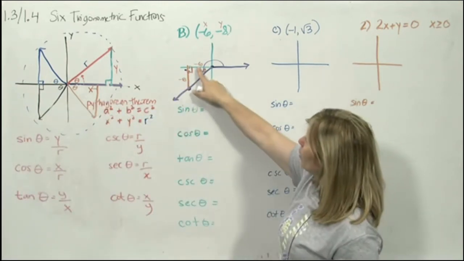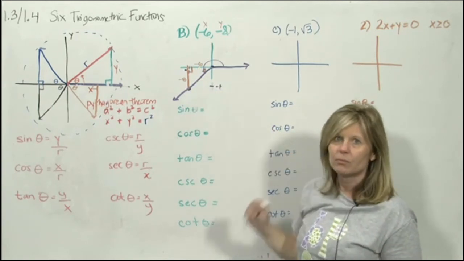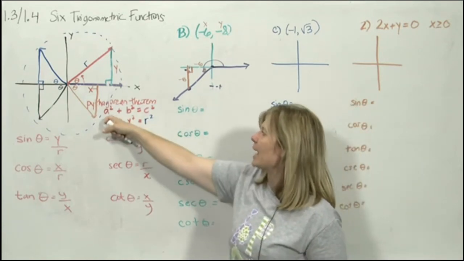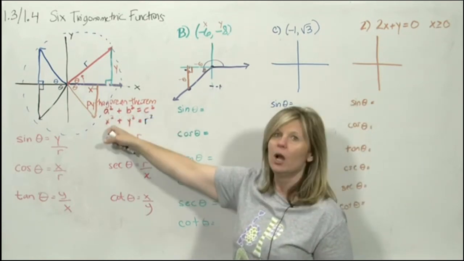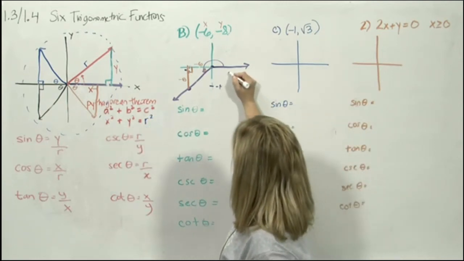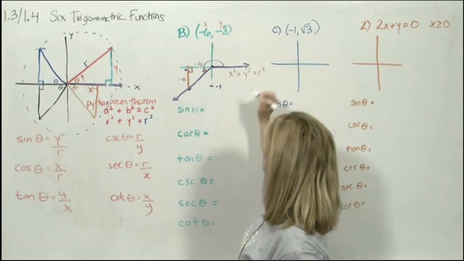So now that we know this side is x and this side is y, we need the radius, or the diagonal. We're using the Pythagorean theorem, but instead of writing a squared plus b squared equals c squared, we're going to write x squared plus y squared equals r squared. So I'm going to do that up here. So you use x squared plus y squared equals r squared.